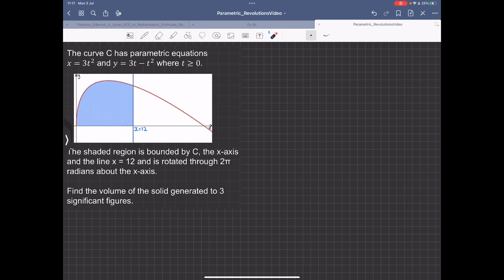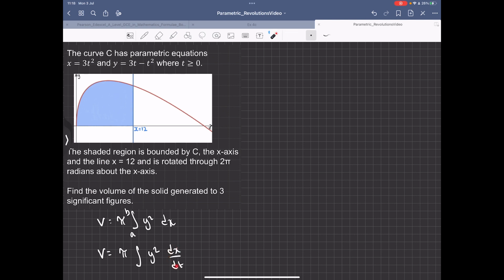In a previous video, I covered how to find the volume of a solid revolved around the x-axis. We found that the volume is equal to pi times the integral between the limits of a to b of y squared with respect to x. For parametric equations, we can adjust this formula so the volume now becomes pi times the integral of y squared, and because x is now a function of t, we can say this is dx over dt.